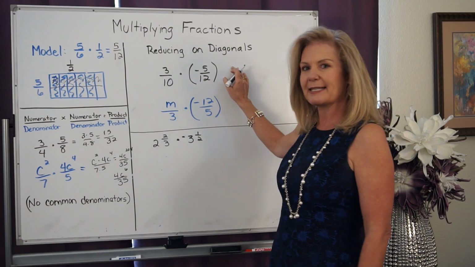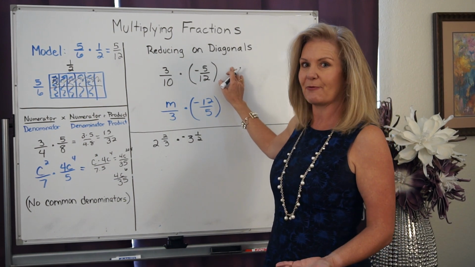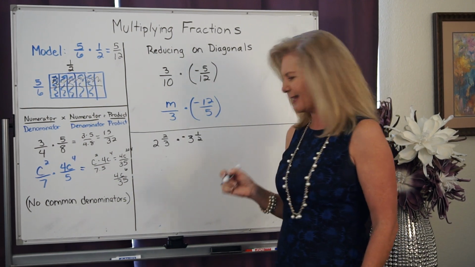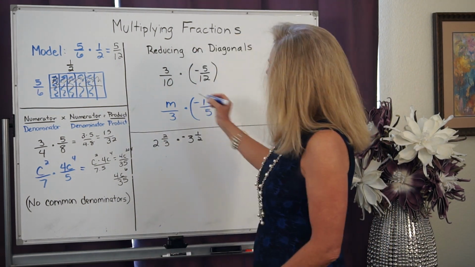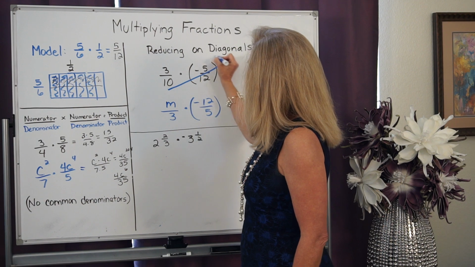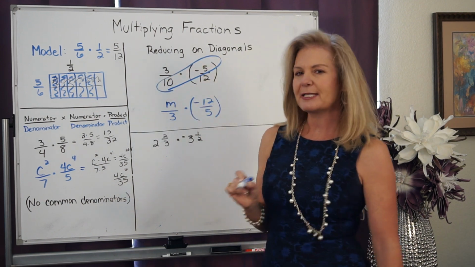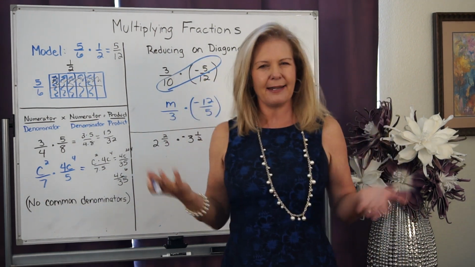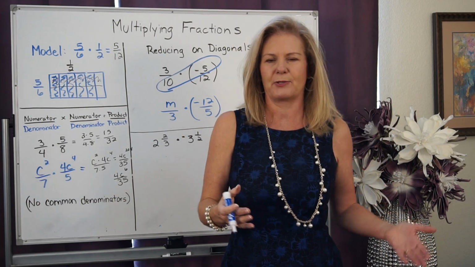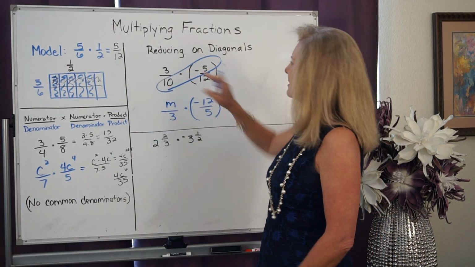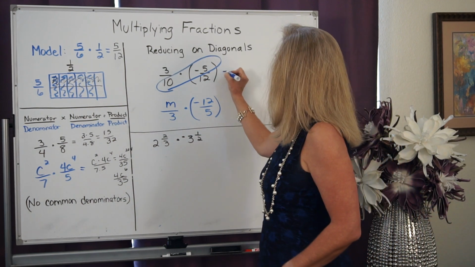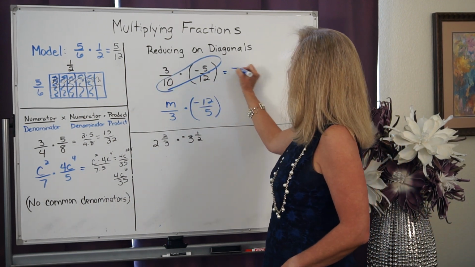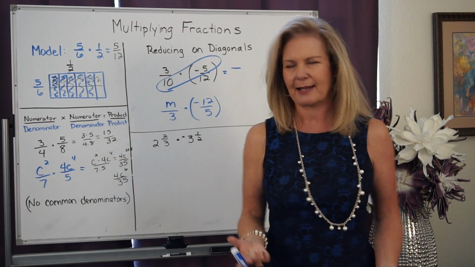So I always reduce on my diagonals before I actually even multiply. And this is just a trick of math that always works. So I go and I take a look at my diagonals. And I look at those numbers and I think to myself, is there anything I could divide both of those by? Now notice, this is a positive and that's a negative. It doesn't matter. I don't have to remember that because I always know that a positive times a negative is a negative. So I can just place my negative in my answer.